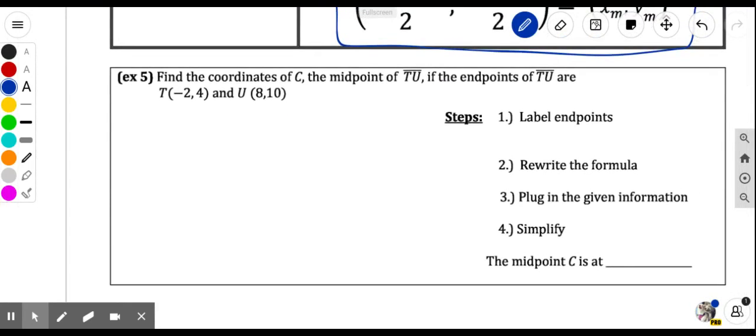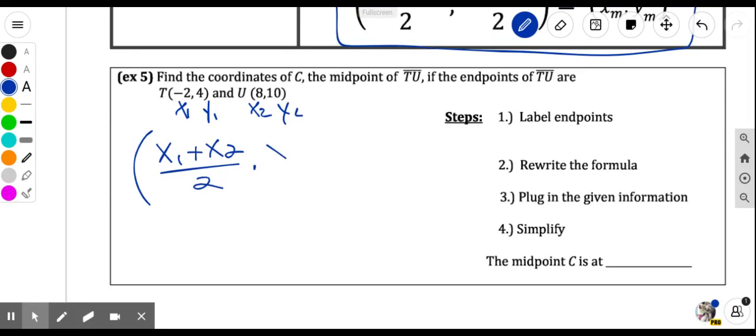Okay, so first thing you want to do is label your endpoint. So this is going to be x1 and y1, and this will be x2, y2. The order doesn't matter that you label them in. So if you wanted u to be x1, y1 and t to be x2, y2, that's fine too. I'm going to rewrite the formula for us so we have it right above where we're going to plug it in. Okay, and then you just plug in the numbers.